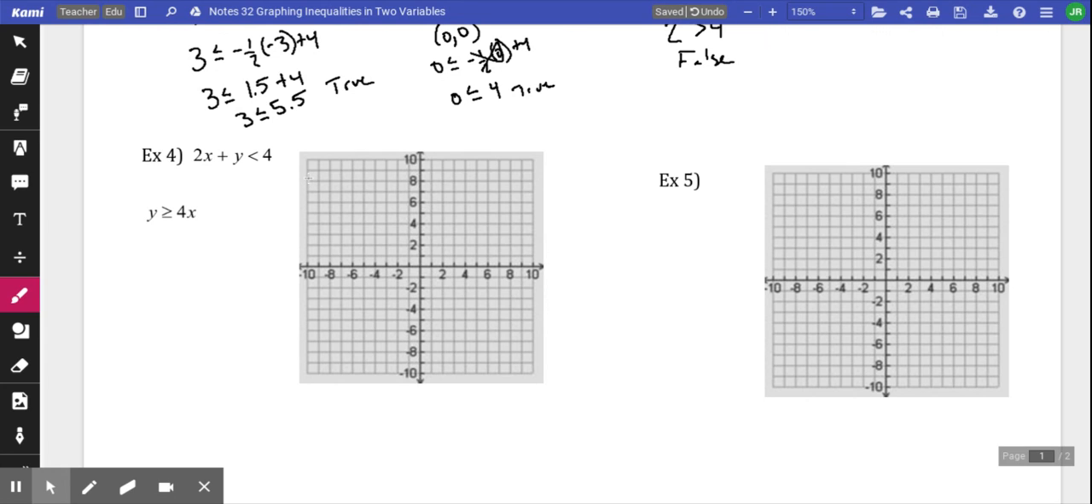For the next one, it looks like my formatting got a little messed up here. This y is greater than or equal to 4x, that's going to be example 5.